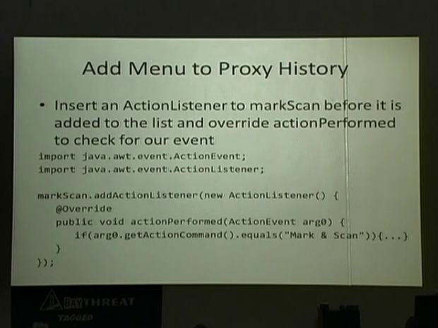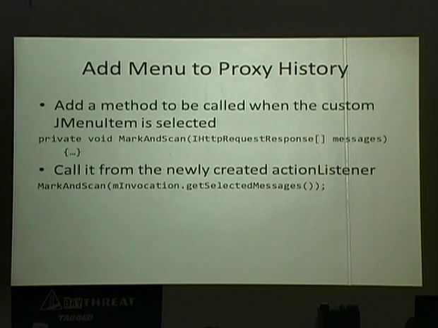Adding an action listener, because now we need to know when they've actually clicked on our menu. So when that menu is clicked, this new action listener will be called, and if mark and scan happens to be the selected option, then we can put our code here to be acted upon. So again, we're going to write our own custom function. This one's mark and scan, and it gets to take an array of messages so that you can actually work on your whole selected list.